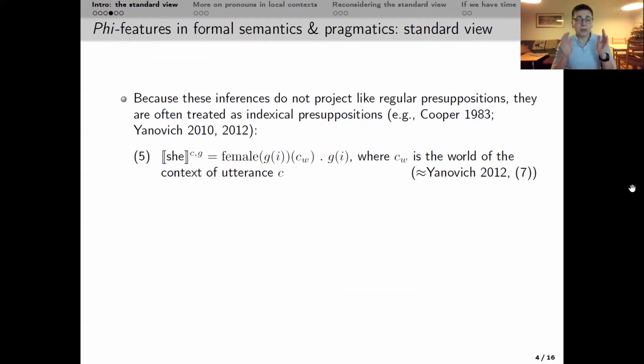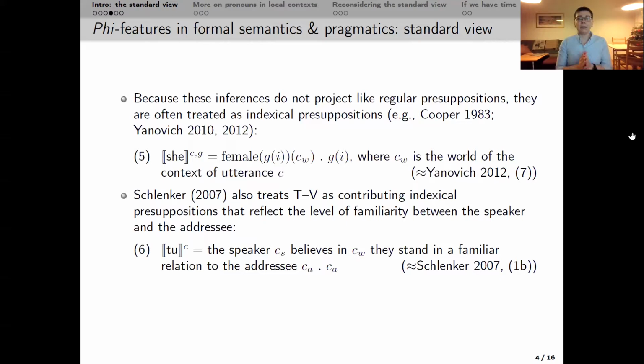Now, because the gender inferences do not project like regular presuppositions, it has been proposed to treat them as so-called indexical presuppositions. That is, they should be linked to something in the context of utterance. Here's, for example, an entry for she under this view. So whatever the internal composition of this pronoun is, it ends up having a presupposition that the referent of this pronoun is female in the world of the context of utterance C.